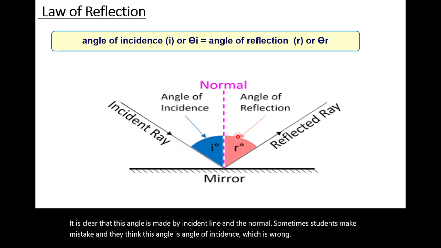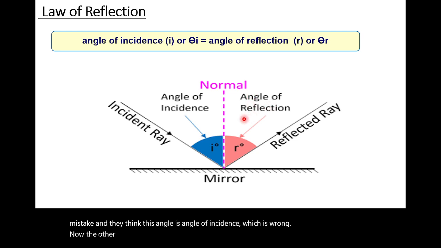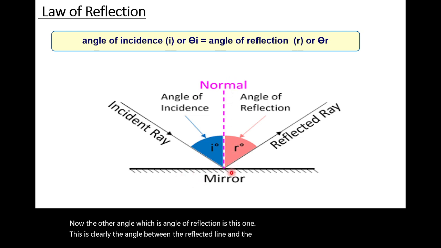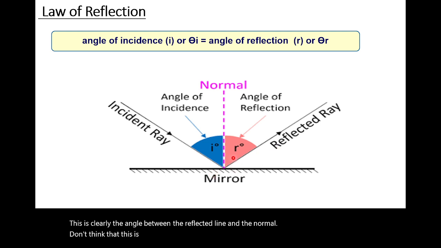Now, the other angle, which is the angle of reflection, is this one, R. This is clearly the angle between the reflected line and the normal. Don't think that this is the angle between the reflected line and the mirror. No, but this.